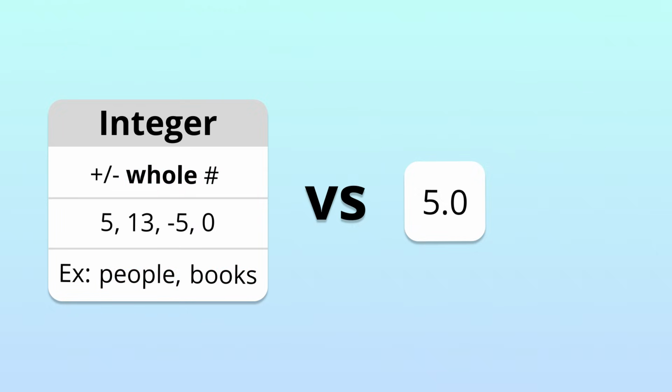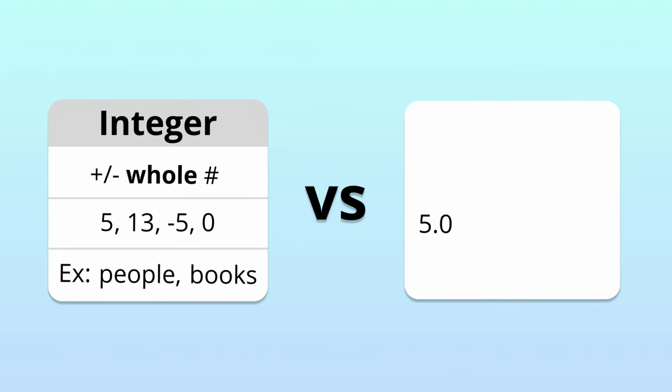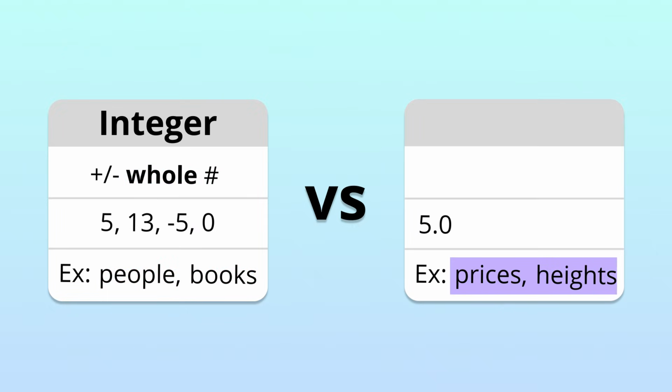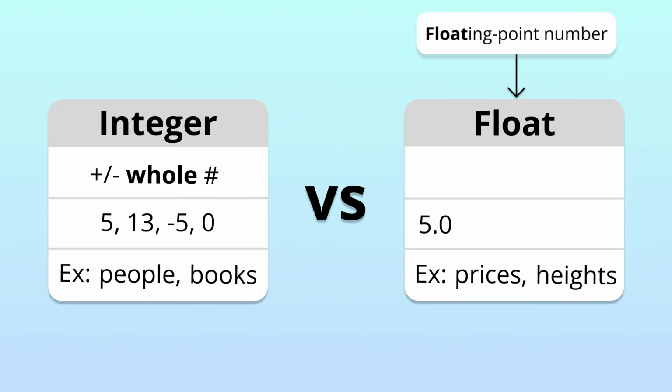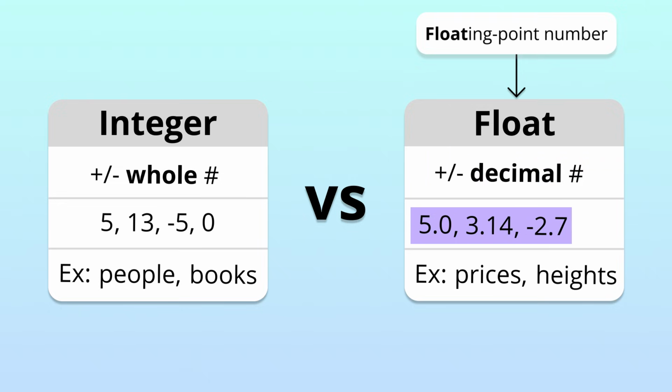But we can't always count things in whole units. What about prices or someone's height? For this, Python uses a different type of number called floats. A float, short for floating point number, is any positive or negative number with a decimal point. For example, 3.14, -2.7, and 0.5 are all floats. Floats are the numbers we use when we need decimal precision.